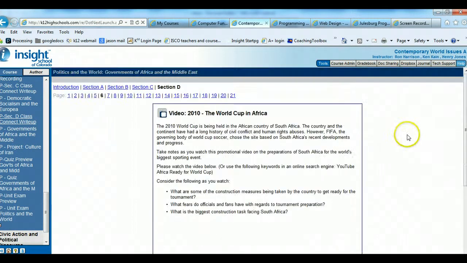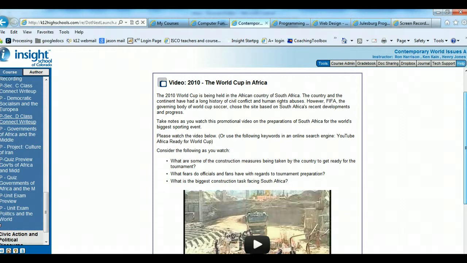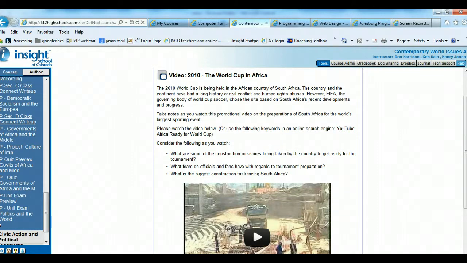So move on to page 6. Page 6 starts talking about the World Cup, and of course the World Cup of soccer was held in 2010, and that was held in South Africa. South Africa, the country I talked about, that's the richest country in Africa. So they were able to hold it there. They built stadiums and did all kinds of things.